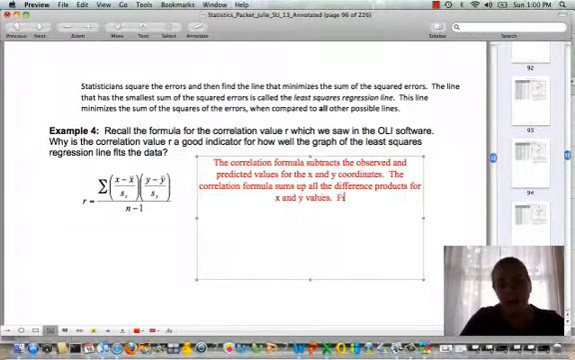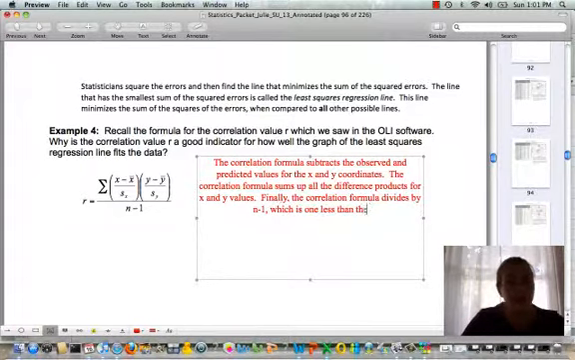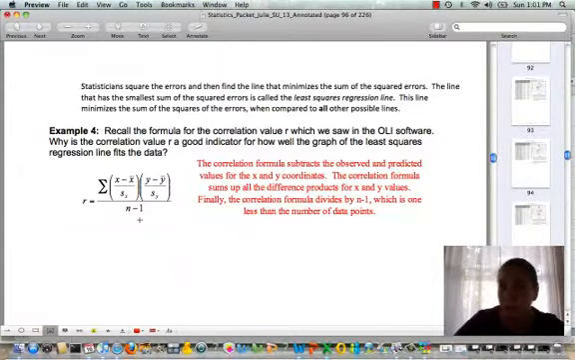And then finally, the correlation formula divides by n minus 1, which is 1 less than the number of data points. We won't go into depth on why they use n minus 1 instead of n. The reason they do that is it smooths the fit a little bit, and statisticians found that this gave a better overall prediction by subtracting 1 from the number of data points.